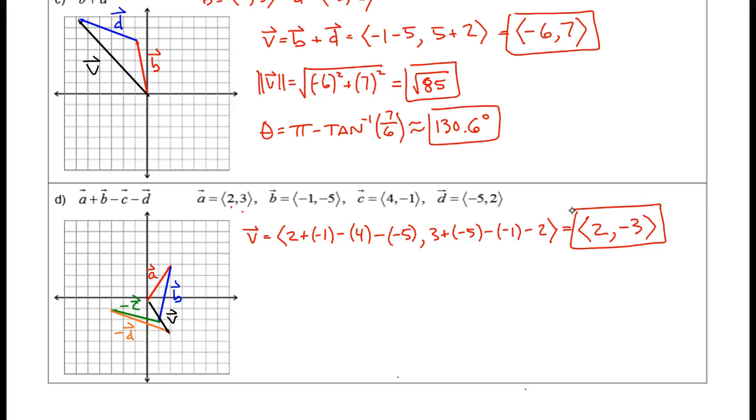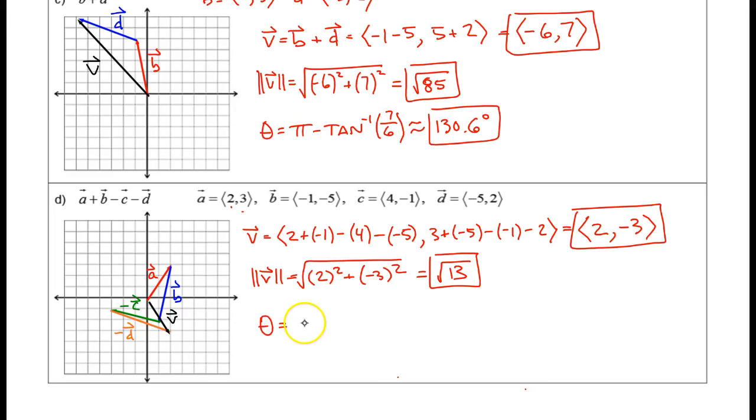Now let's go ahead and look at the magnitude of vector V. The magnitude of vector V will be equal to 2 squared plus -3 squared, all square rooted. Let's see, that's going to be 4 plus 9, or the square root of 13, exact answer. How about the angle? Well, it depends.